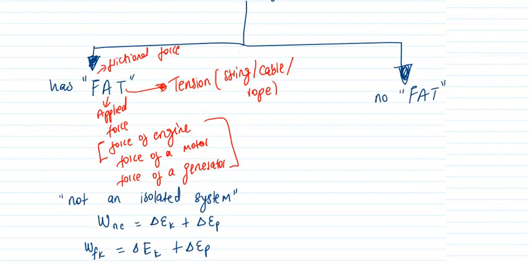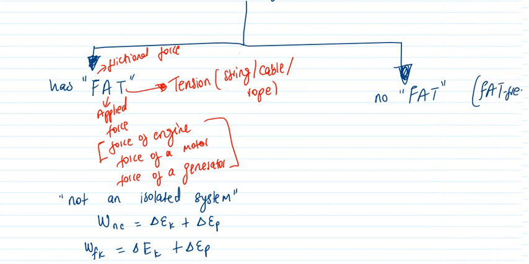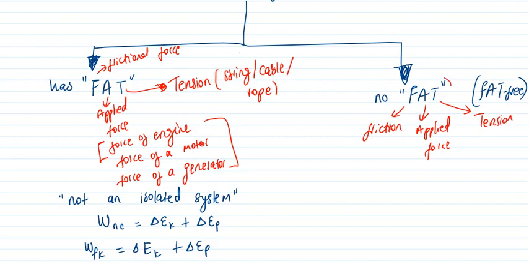which we usually call a FET-free system, whereby there is no FET. When we say there is no FET, we mean there is no friction, there is no applied force, and there is no tension. For a FET-free system, all of them must not be present. Please, all must not be present.